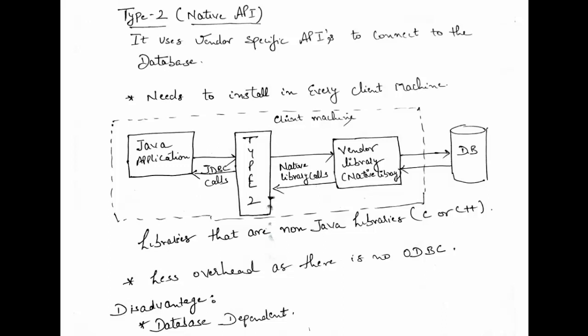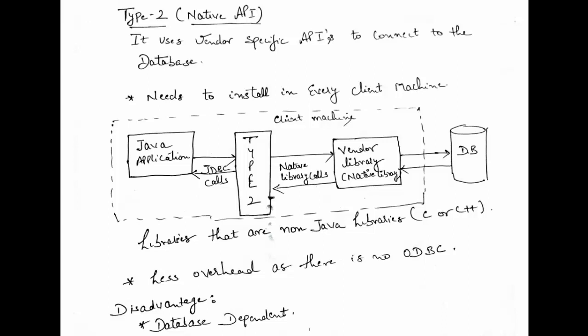So now we will discuss the type 2 driver, also known as native API driver or partly Java driver. In the previous lecture we discussed the type 1 driver that uses an ODBC driver to communicate with the database. This type 2 driver is more or less the same as a type 1 driver, but instead of ODBC it uses a vendor library, that is, a native library API provided by the corresponding database. The database provides the vendor library, the native library APIs that are responsible for direct communication with the database.